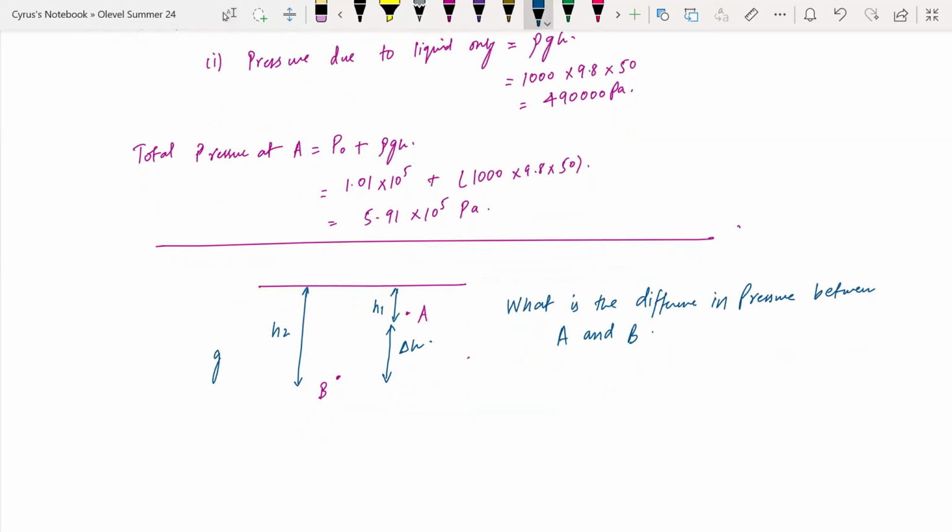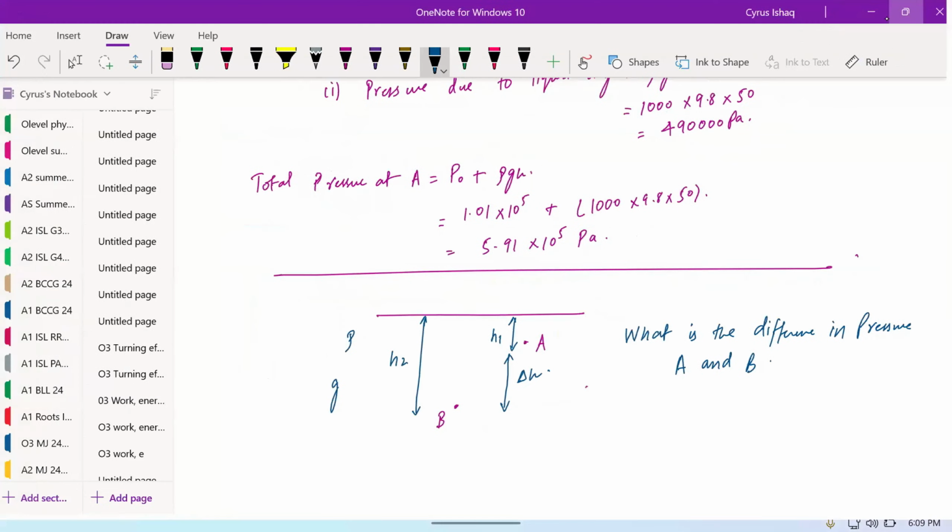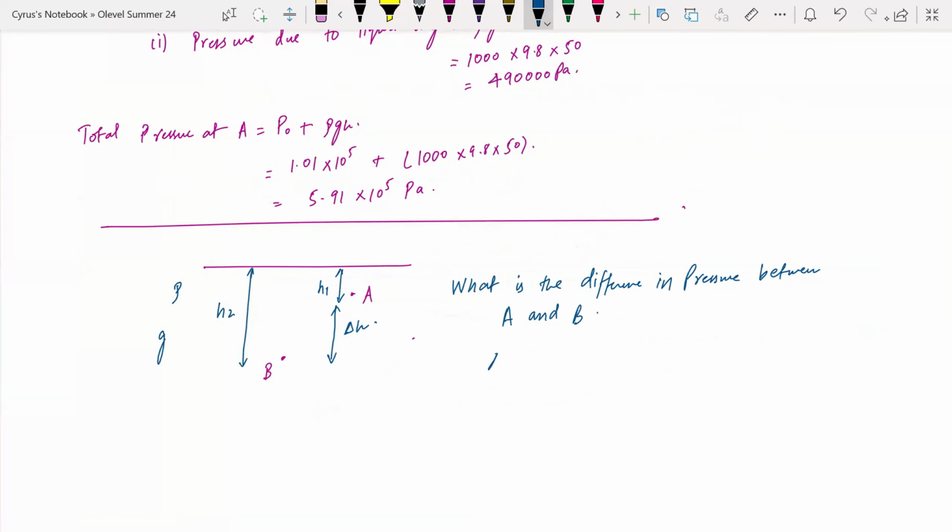g is the gravitational field strength. Rho is the density of the liquid. आप इसको लिख सकते हैं डेल्टा P is equal to rho g (h2 minus h1). आप ये भी लिख सकते थे ना rho g h2 minus rho g h1. तो ये हो जाएगा rho g delta h, where delta h is what? That is h2 minus h1, right? ठीक है, clear है सबको?